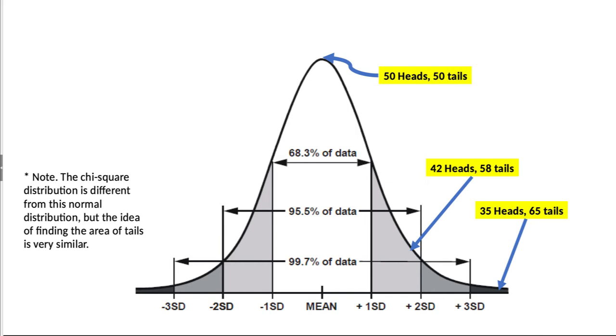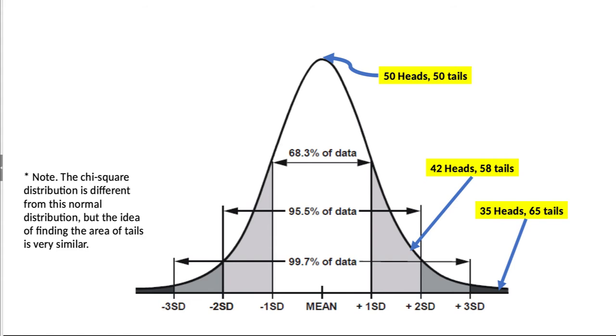Okay, about 95% of the data are within 2 standard deviations, and 99.7% of the data are within 3 standard deviations. So as we start to get more and more extreme, we get fewer and fewer possible outcomes. Okay? Now, what statistics does for us is help us draw a line and say, you know what? We got, say, 42 heads and 58 tails.